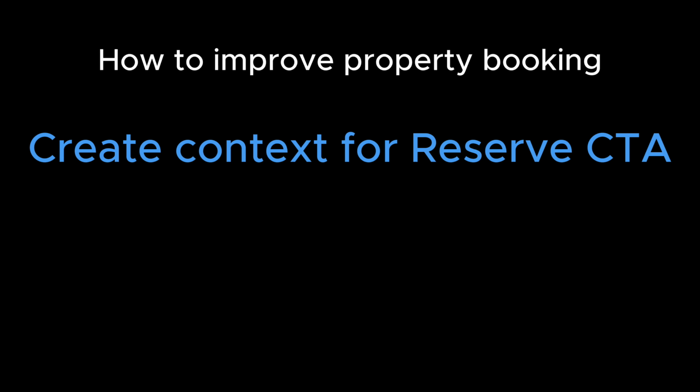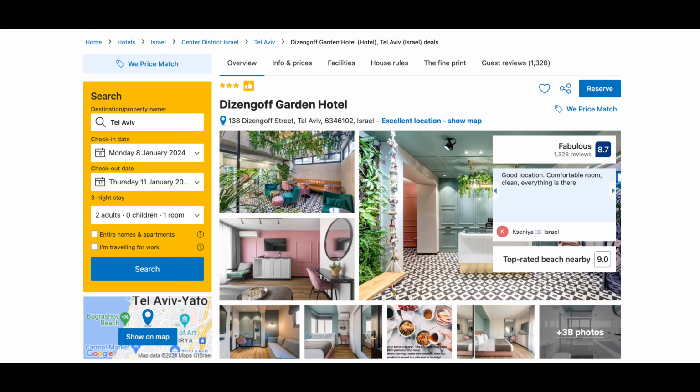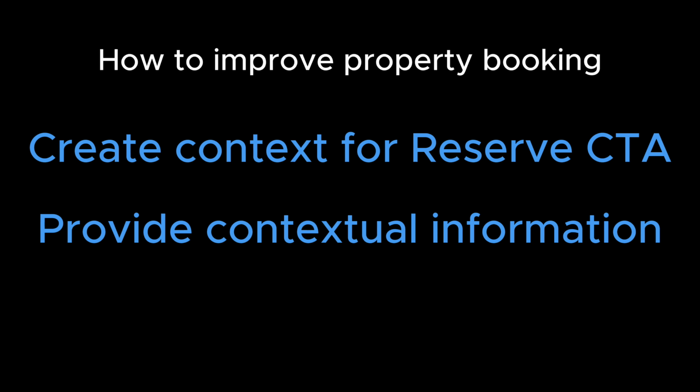Some design recommendations for the checkout experience. Create a better context for the reserve call to action button at the top of the property details page. Right now, it's a bit unclear what options I'm going to book when I press this button. And provide better contextual information about damage deposit.